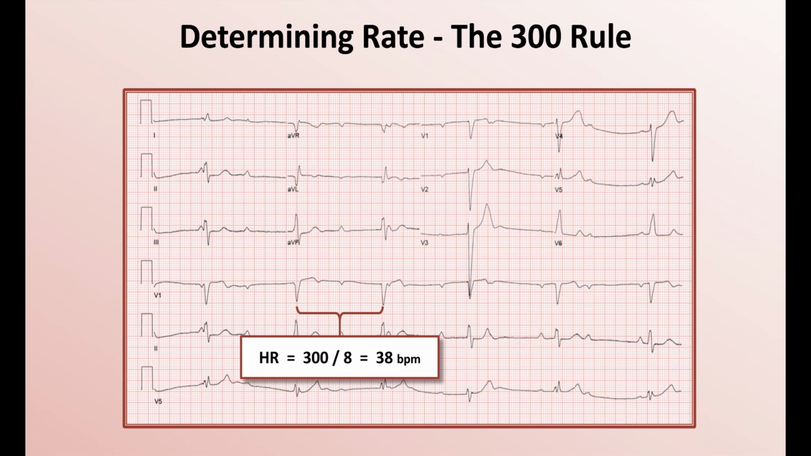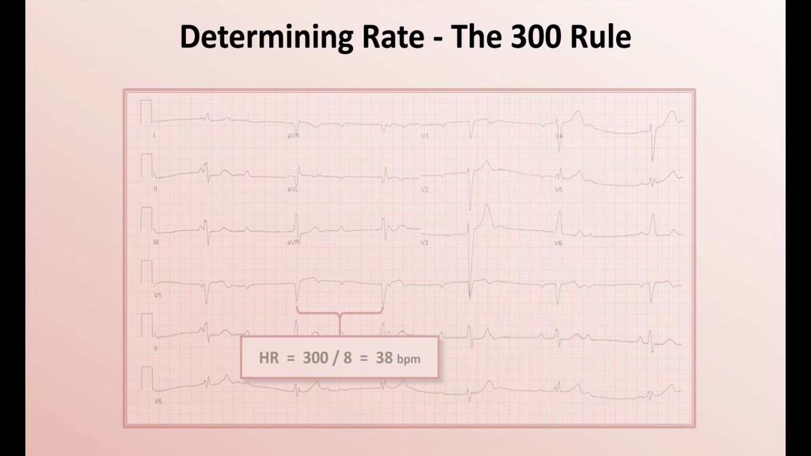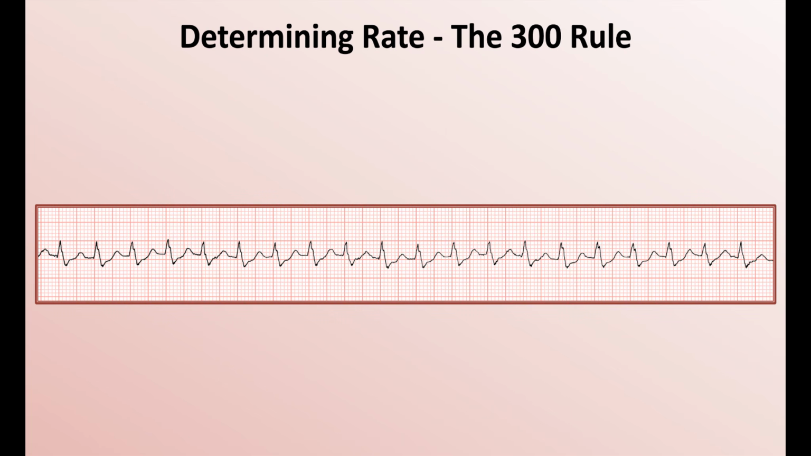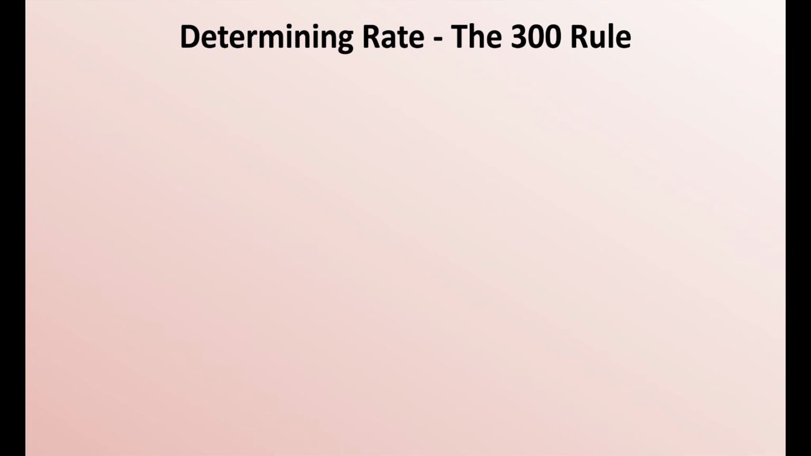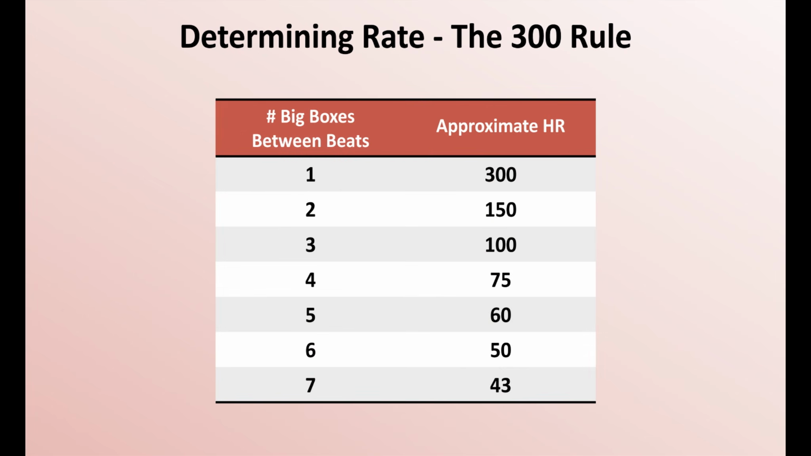You don't even need to have a traditional 12-lead EKG for this technique. Here is a single lead rhythm tracing, and the same analysis applies. So there are 2 big boxes between beats, therefore the rate here is 150 beats per minute. Although the math is extremely basic, most clinicians will make this process even more automatic by memorizing this table, which is nothing more than the factors of 300.